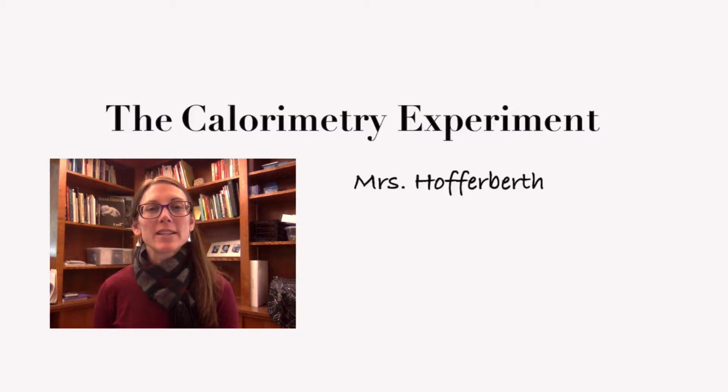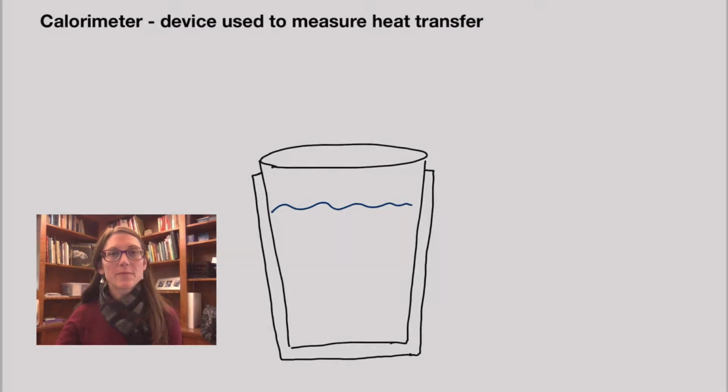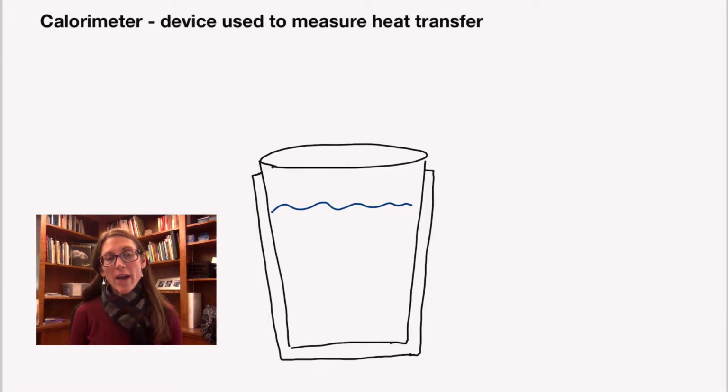Welcome everybody. Let's talk about the calorimetry experiment itself. So in lab the other day, you carried out a calorimetry experiment where you determined the specific heat capacity of a piece of metal. Well, in order to do that experiment, you needed a calorimeter. And a calorimeter is simply a device that we use to measure heat transfer.